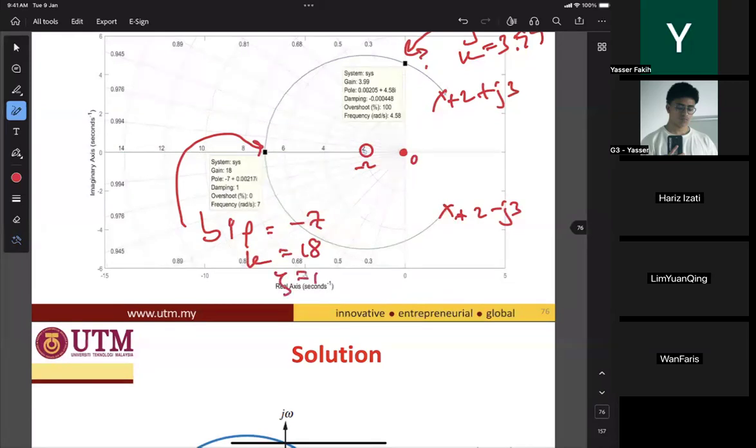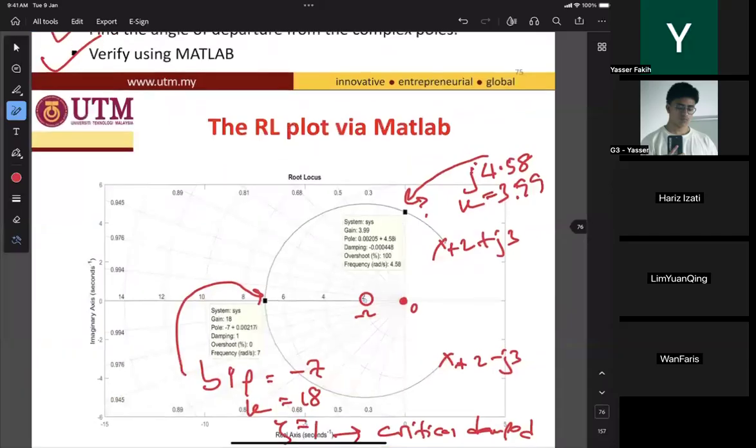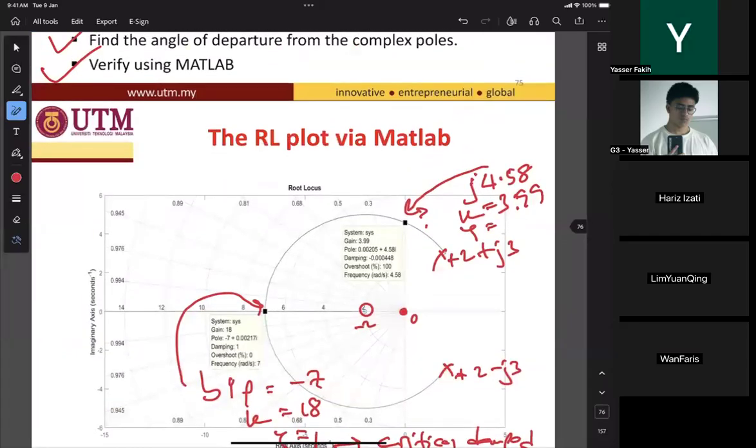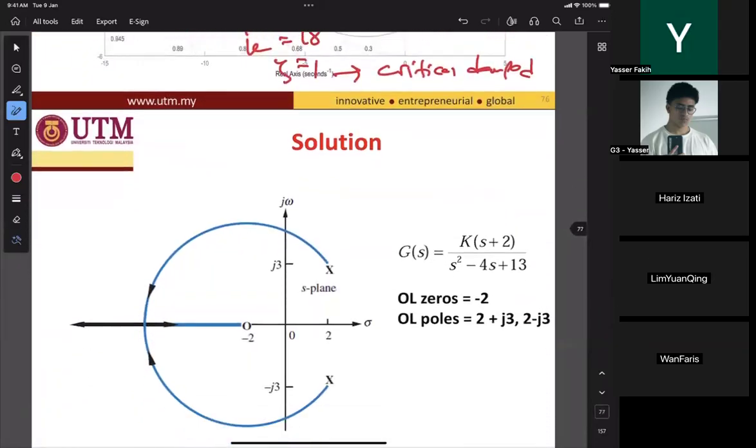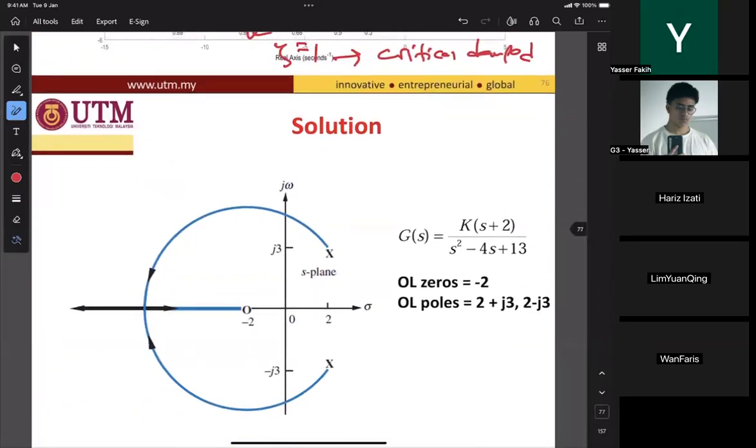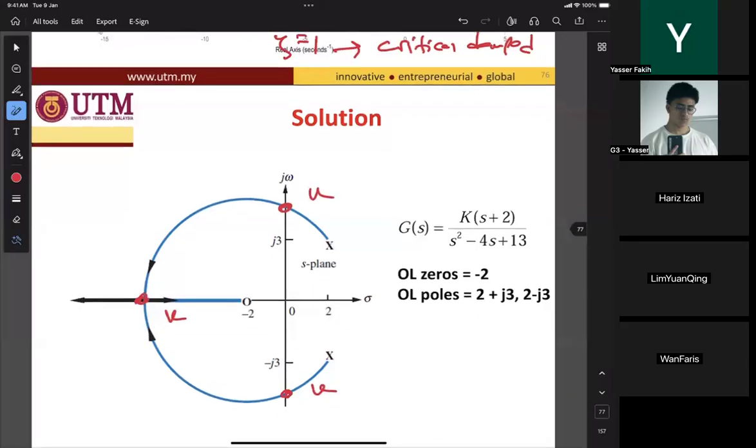Damping 1 means critically damped, not critically stable. For critically stable, zeta is equal to 0, undamped. That is the concept that you must understand. So we want to calculate this one, and we want to calculate the corresponding gain as well.